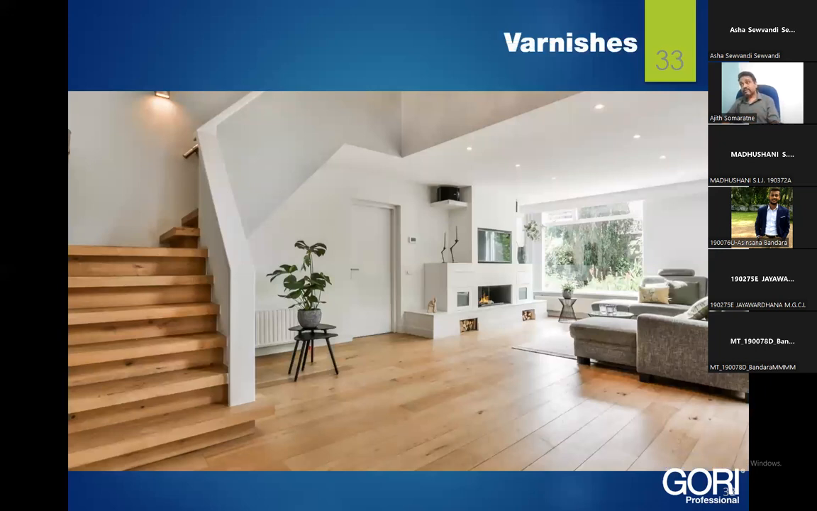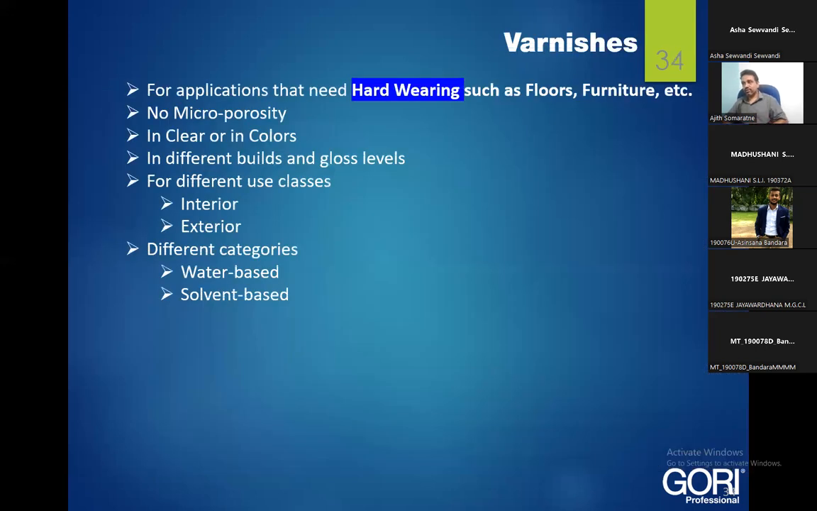Then the other category is varnishes. Normally we find varnishes as hard coatings, hard wearing, resistant to many human uses, right? Here you saw a picture of a wooden flooring because varnish is a hard wearing coating. A floor and furniture sometimes need a hard wearing surface. On a floor, normally we always walk, and there may be some furniture moving there. So scratching is very common and very easy. So a hard wearing surface should be there. For those kinds of applications, varnish is a must.